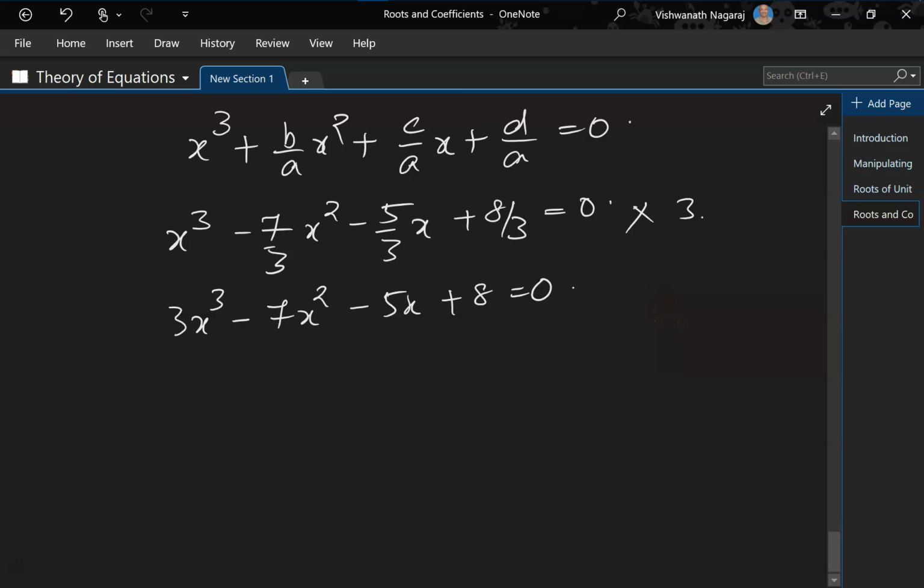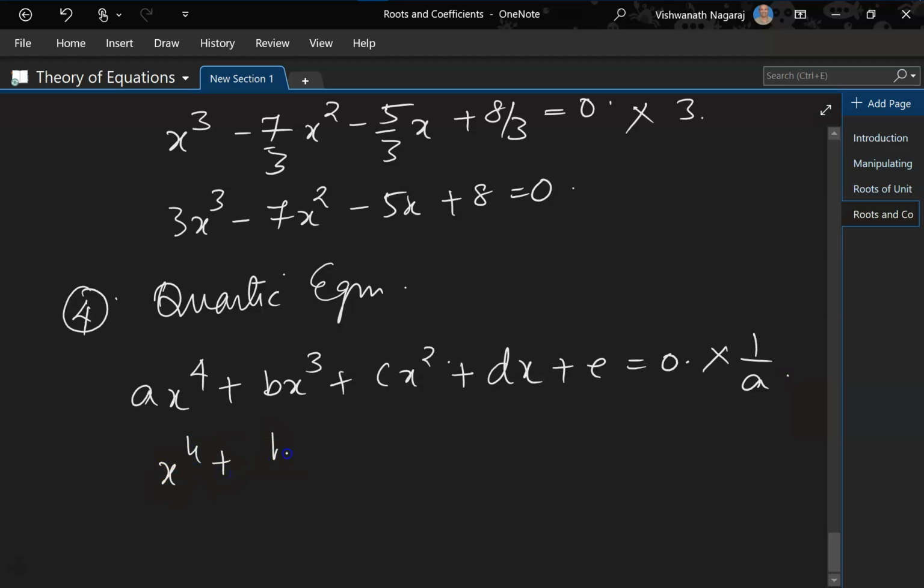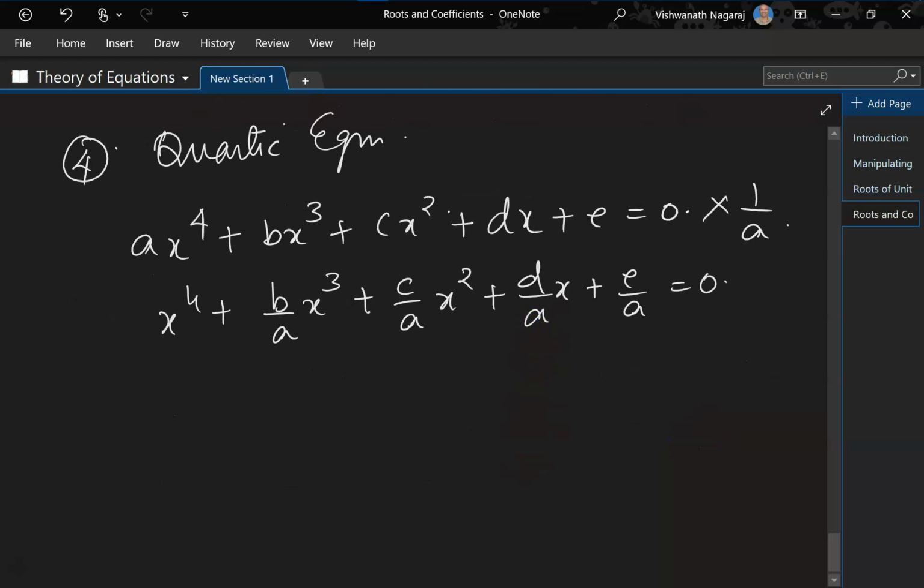And finally, let's look at quartic equations. So here again, we have ax to the power of 4 plus bx cube plus cx square plus dx plus e equal to 0. Now let's divide throughout by a. We get x to the power of 4 plus b by a x cube plus c by a x square plus d by a x plus e by a equal to 0. Now let alpha, beta, gamma and delta be the roots.